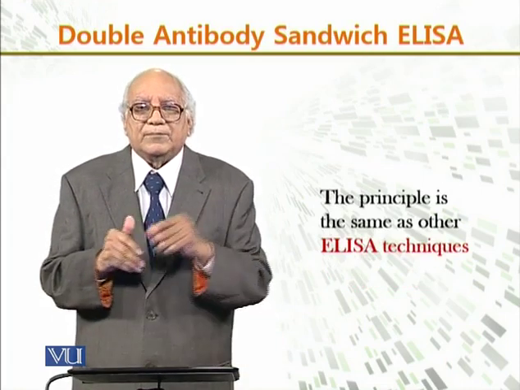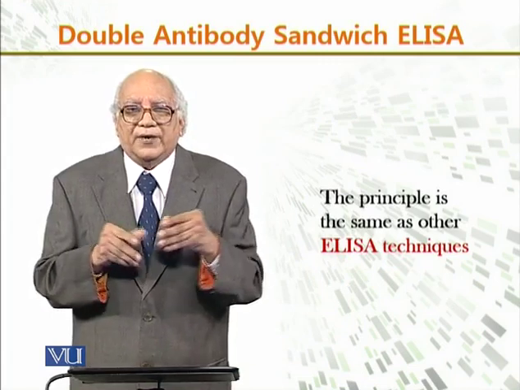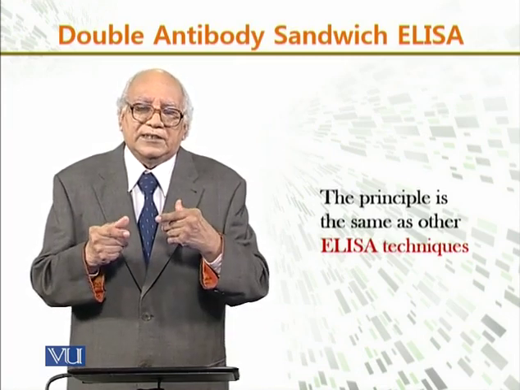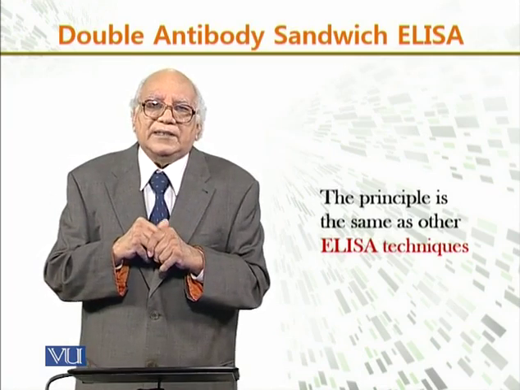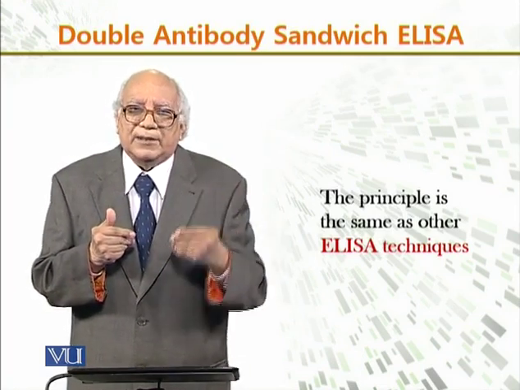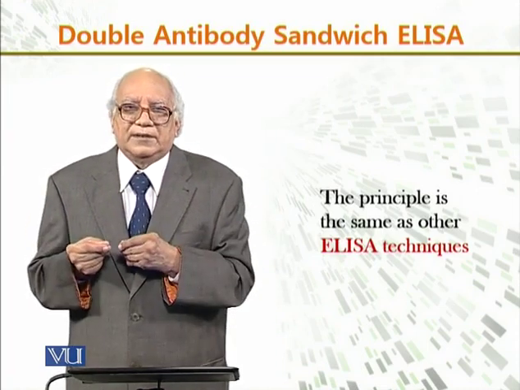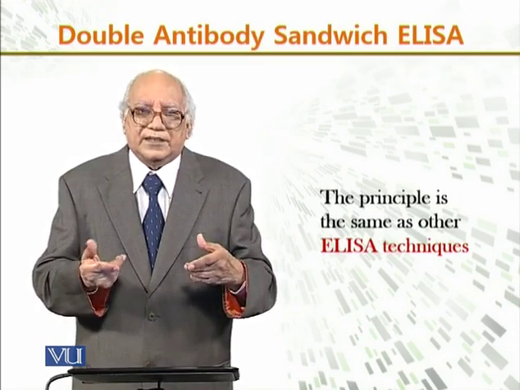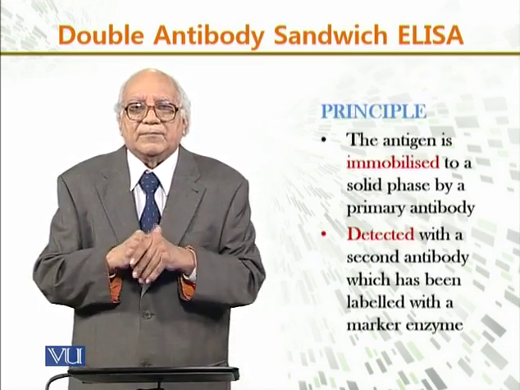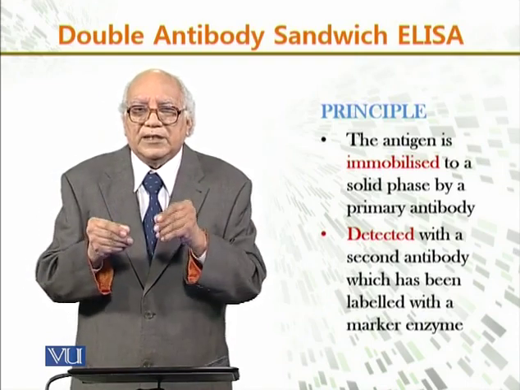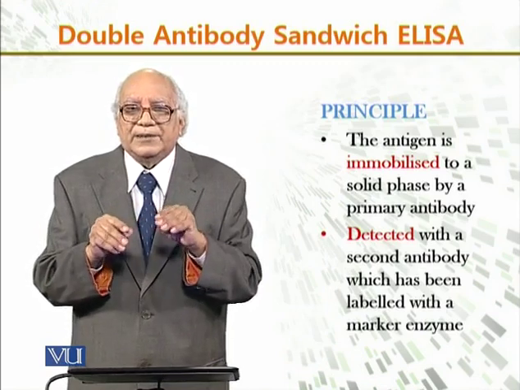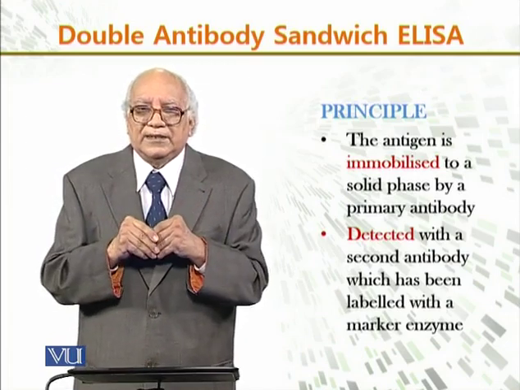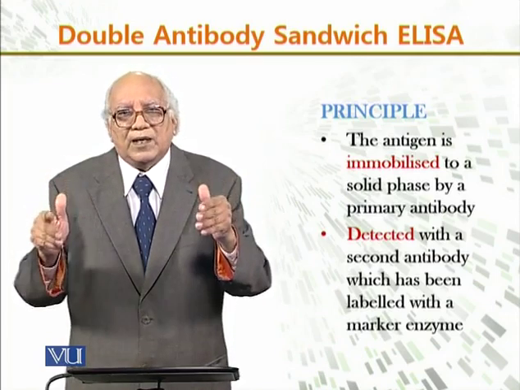Without any hitch, we can get significant, large results by using this technique. Now, the principle of this technique is basically the same as other ELISA techniques, as we have seen in the previous diagram: the titer plate, the antibody coating, antigen addition. The only difference is that we are adding another enzyme which gives the coloration, and from the coloration we can determine this. So the antigen is immobilized to the solid phase by a primary antibody on the titer plate, then detected with a second antibody which has been labeled with a marker enzyme.